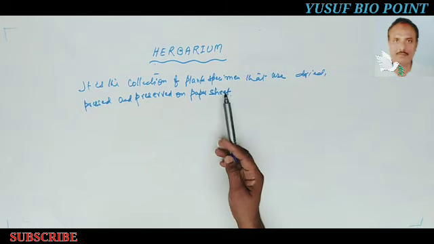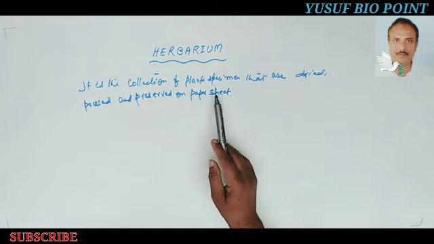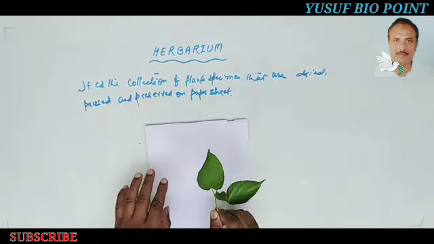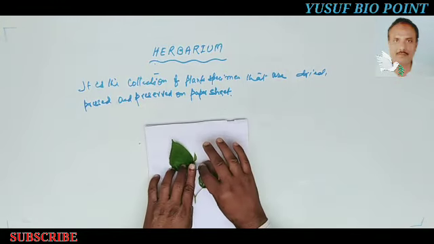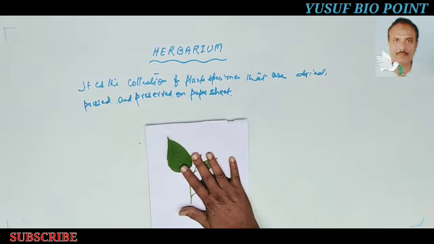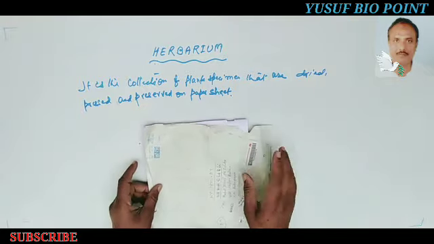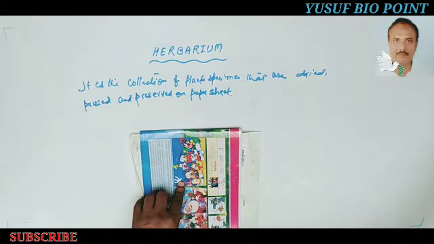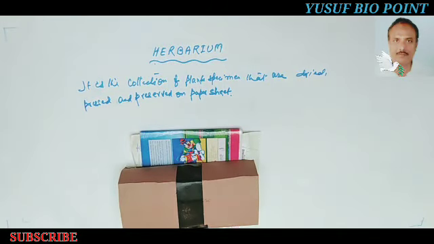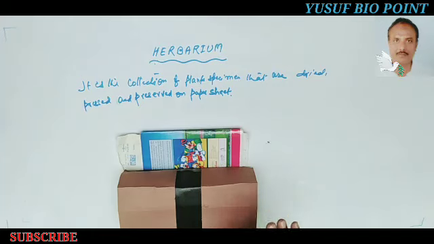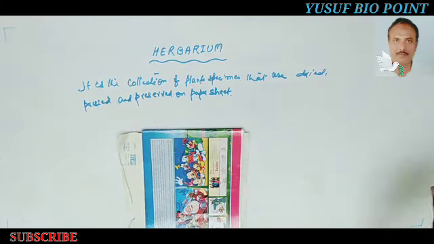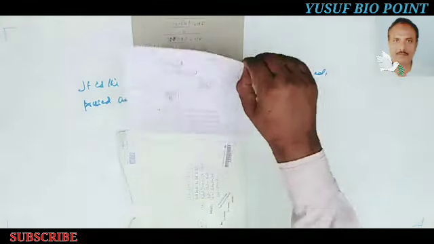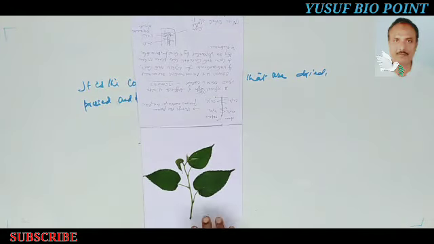Now we shall see how we can use this process. Take a plant twig and place it on the paper, and now it is covered with another paper, and finally closed, and then pressed for several days. After some days we will remove this, then open it, and we will see the condition of the plant which we fixed some days ago.